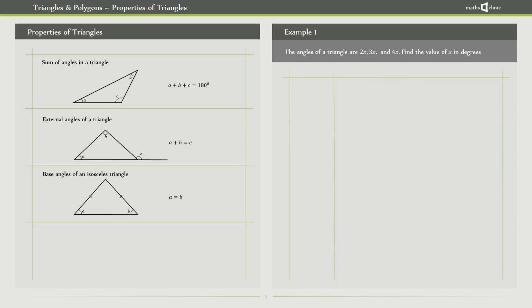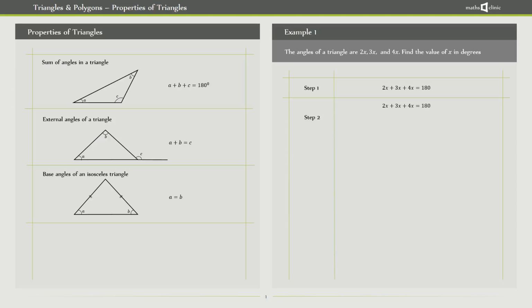Now we're going to apply the first law, the sum of angles in the triangle. So if we have that the angles in the triangle are 2x, 3x, and 4x, it should suggest that 2x plus 3x plus 4x should equal 180 degrees. Once we have that, we can go ahead and solve for x.